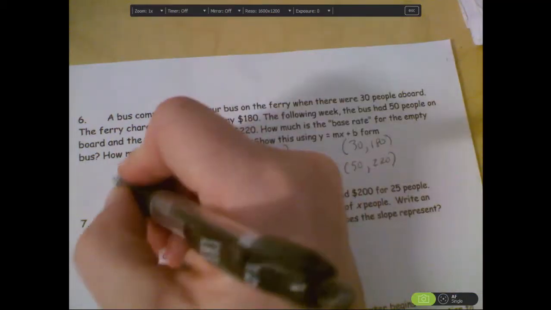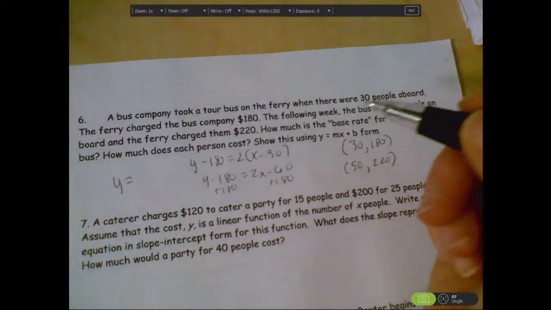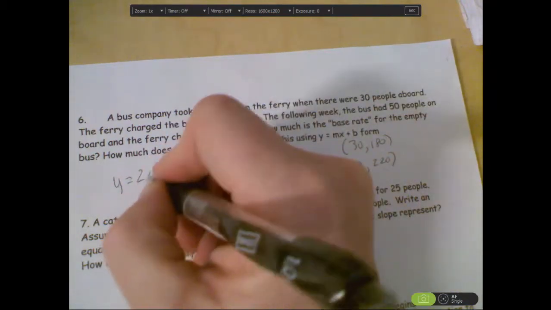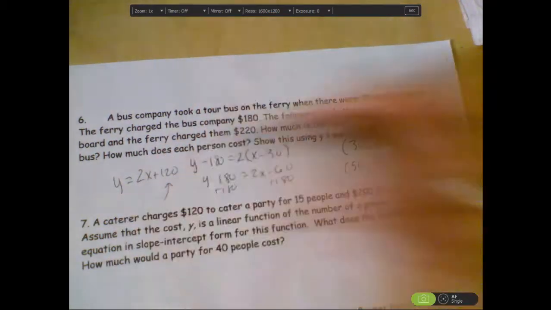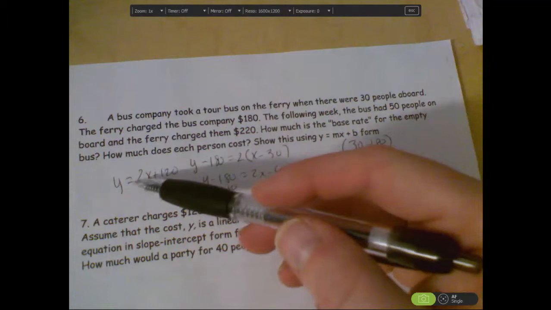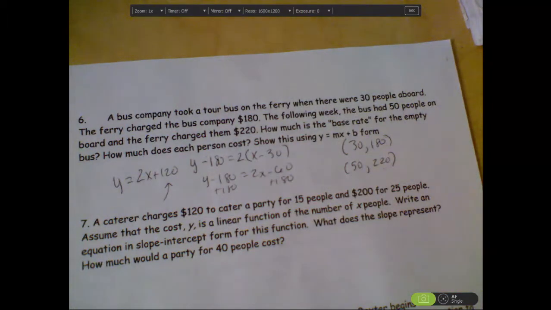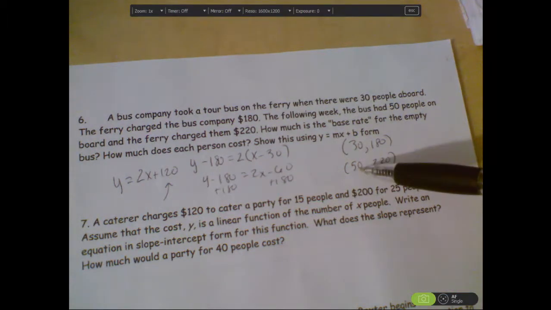And now you can see that it's a flat fee of $120 plus $2 per person. So check it. If it's a flat fee of $120 plus $2 per person and there's 50 people, that would be 100 plus 120 gets you the $220.